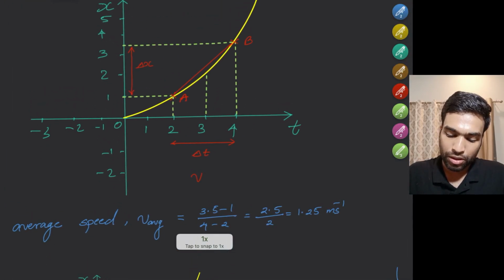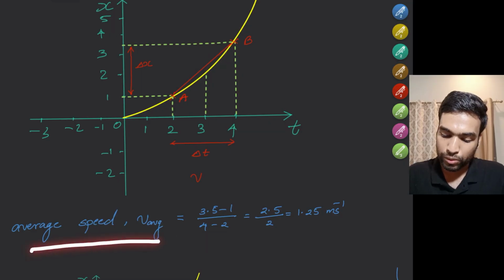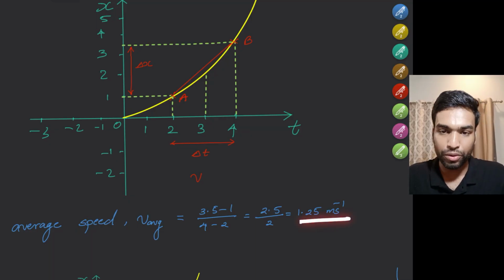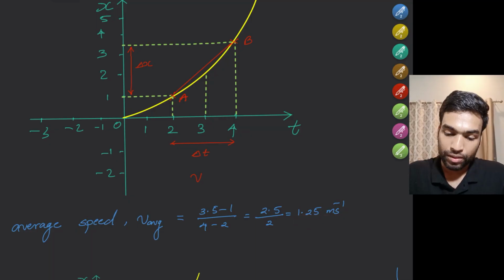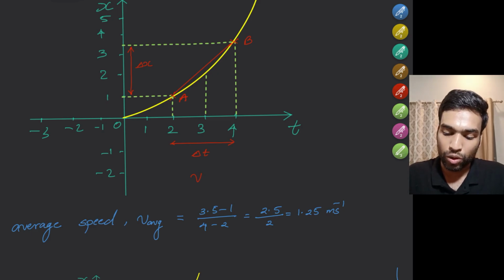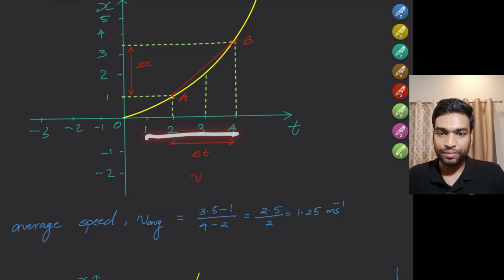The average speed, v average, equals delta x divided by delta t, that is 3.5 minus 1 divided by 4 minus 2, which is 2.5 divided by 2. So obviously it's 1.25 meters per second. Remember, if you change the interval to, let's say, something like 1 to 4, then this average speed value will be different.